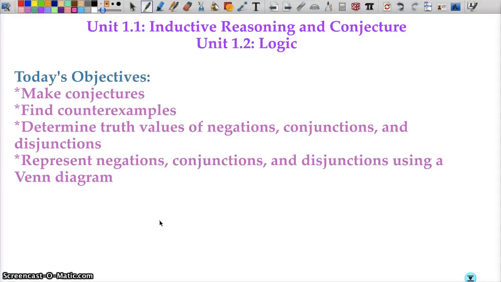In today's lesson, we're going to start with inductive reasoning and conjecture, and then we're going to start with just an introduction to logic. So our objectives for today would be to make conjectures, find counterexamples, determine truth values of negations, conjunctions, and disjunctions, and then we'll represent those using a Venn diagram. And this one we're actually going to deal with more in class. Just because it's going to be a little bit easier to see when you're with me.